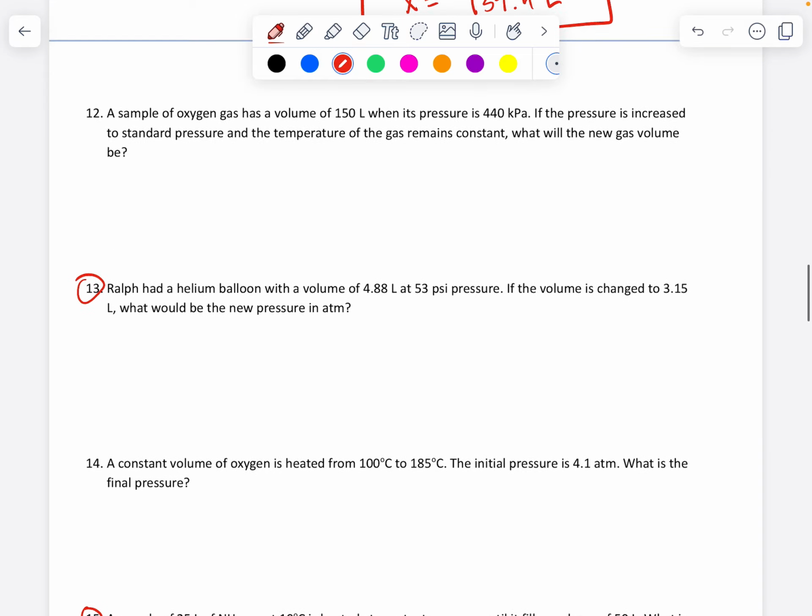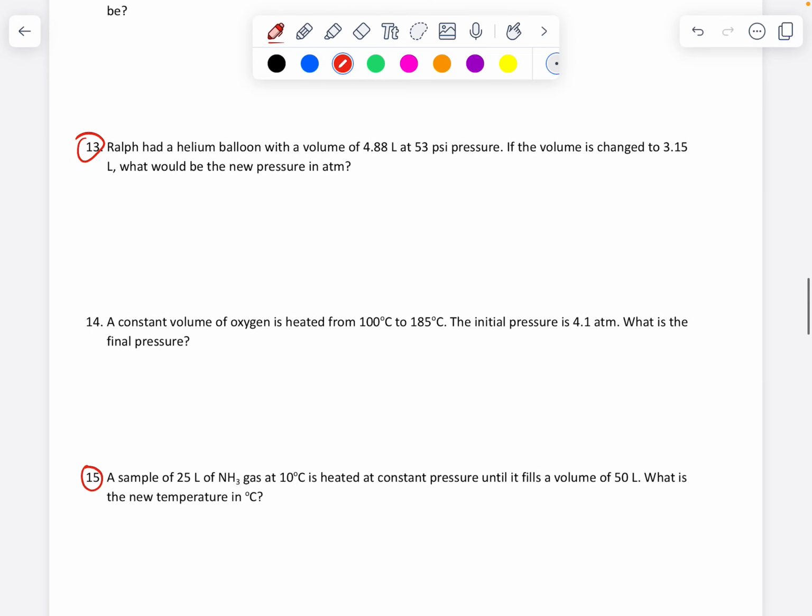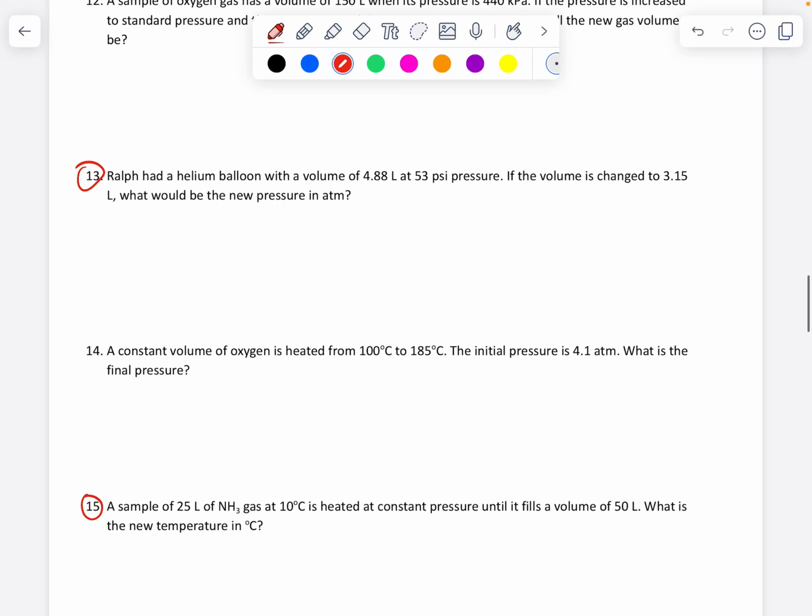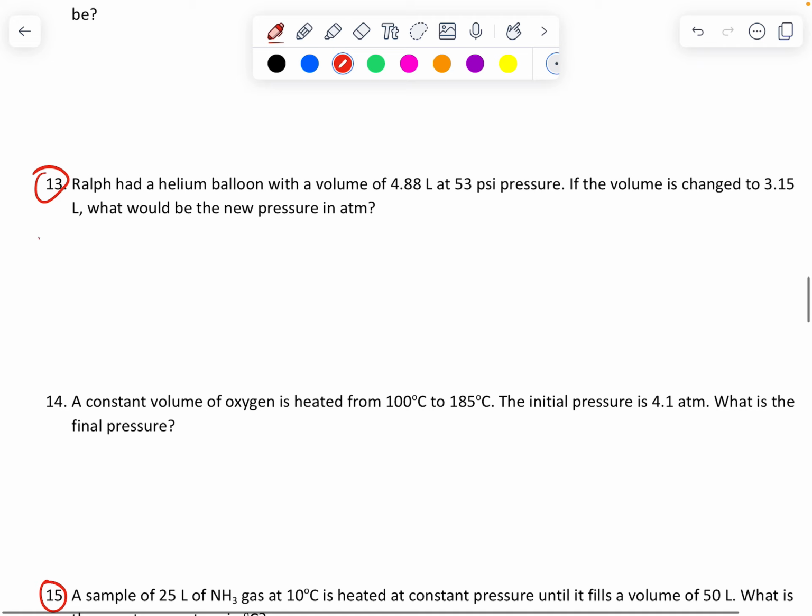Let's move on forward. Okay, here's 13. Ralph had a helium balloon with the volume of 4.88 liters at 53 psi pressure. Okay, that's cool. So let's go and label these now. Volume is 4.88 liters. And pressure, it's 53 psi. So we're now in a different unit. That is not a problem.